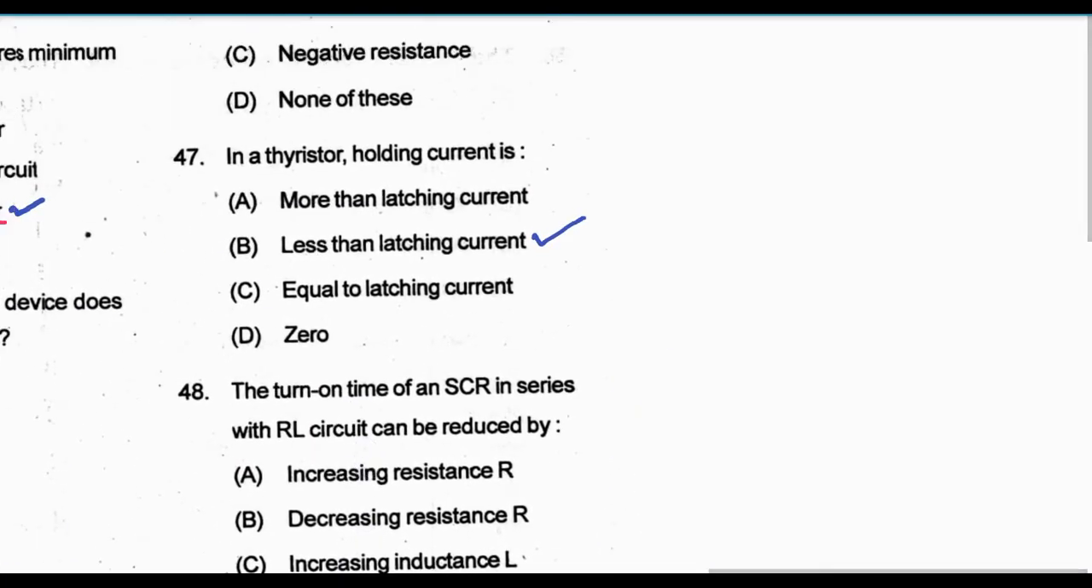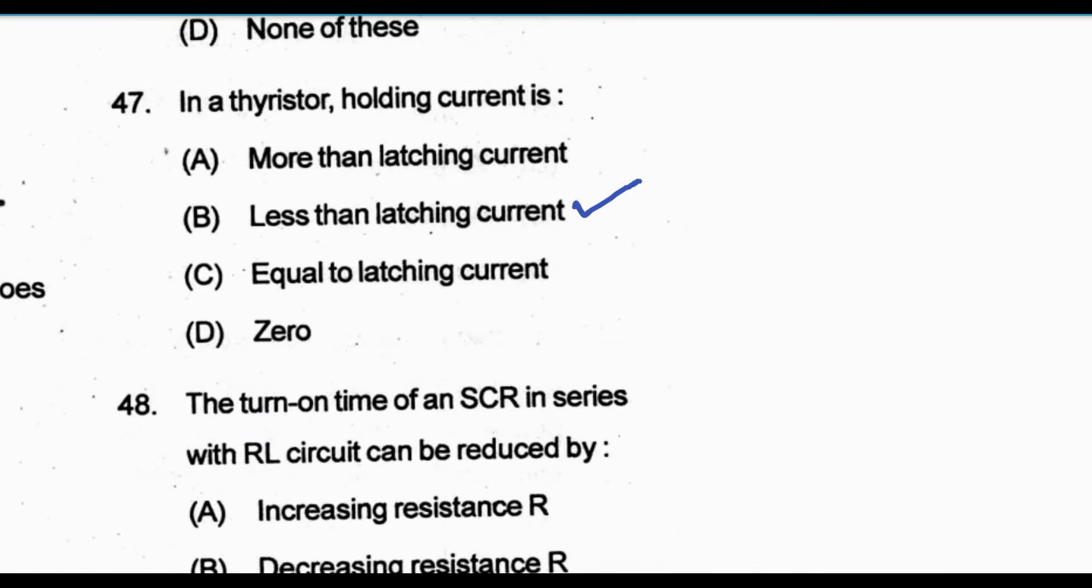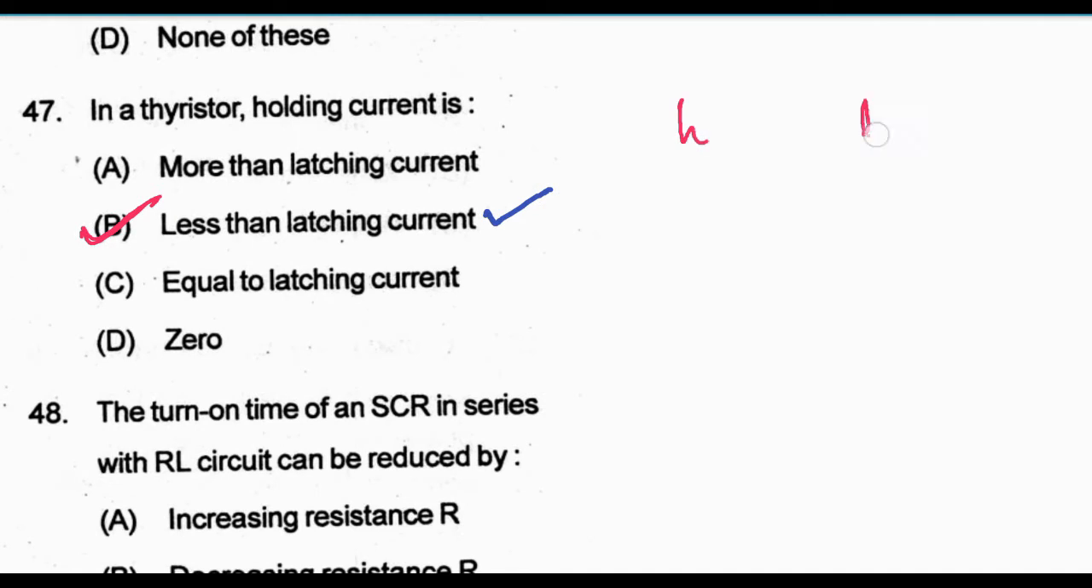Next question is question number 47. A thyristor holding current is: option A, more than latching current; holding current is more than latching current; holding current is less than latching current; equal to latching current; 0. So here this is a very easy thing and already discussed in many videos that holding current is always less than latching current. How to remember this one? H and L. Suppose I am thinking H to be high and L to be low, but we have to remember latching current is higher than holding current.